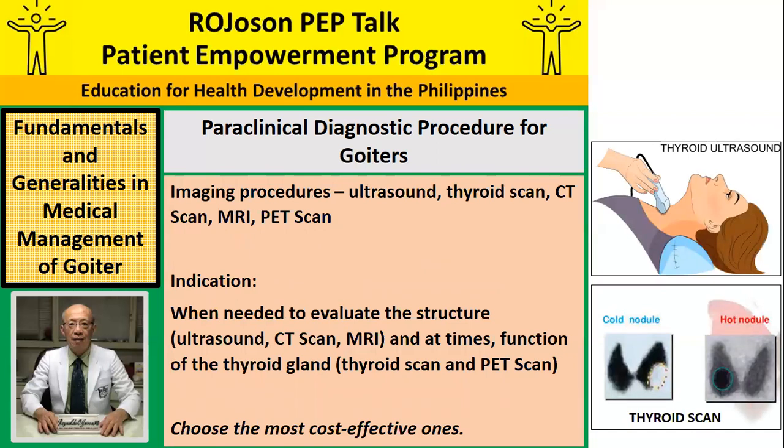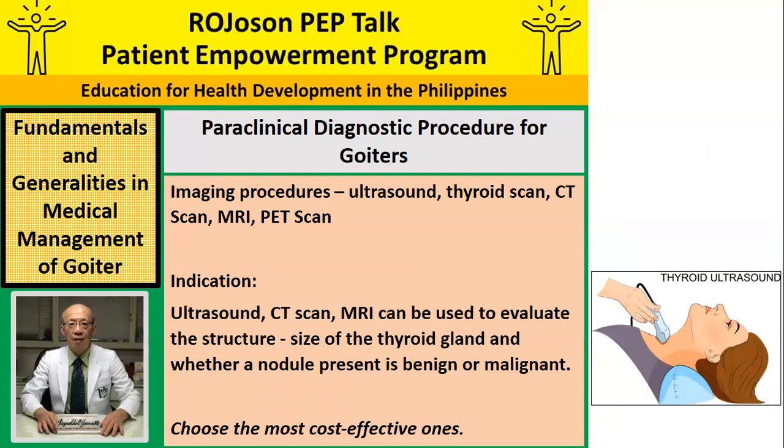The imaging procedures. The indications will be when needed to evaluate the structure, which can be done by ultrasound, CT scan, and MRI. And at times, you also want to evaluate the function of the thyroid gland, in which case thyroid scan and PET scan can be used. If there are multiple options for the imaging procedures, then choose the most cost-effective ones.